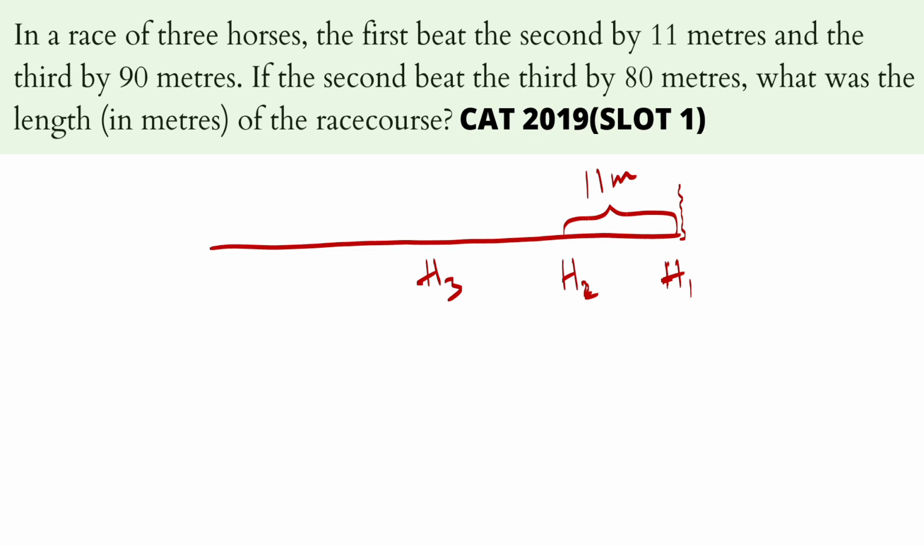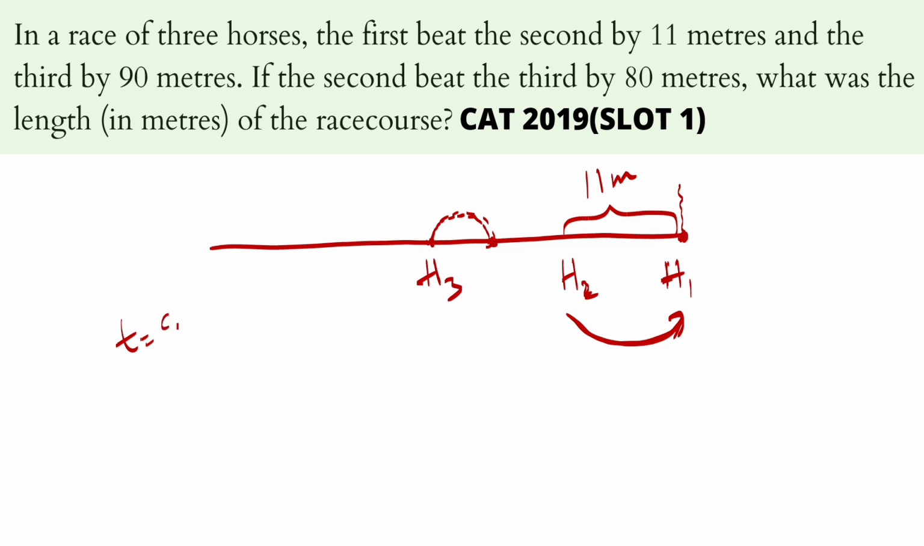Now if the second beat the third horse by 80 meters, what was the length? So the second beat the third horse by 80 meters. What does this mean? By the time the second horse reaches the end line, finishes the race, horse 3 from here will slightly move forward, right? And the difference now between horse 2 and horse 3 must be 80 meters. See, understood? Horse 2 first must finish the race, and by the time it finishes, horse 3 also slightly moves forward, and the difference between horse 2 and horse 3 is 80 meters.